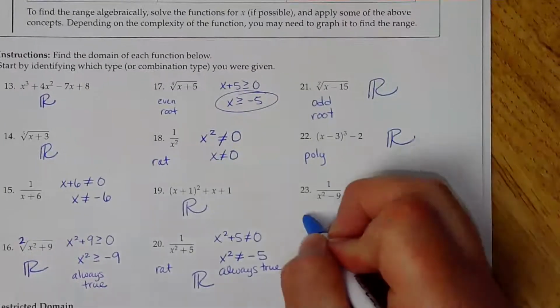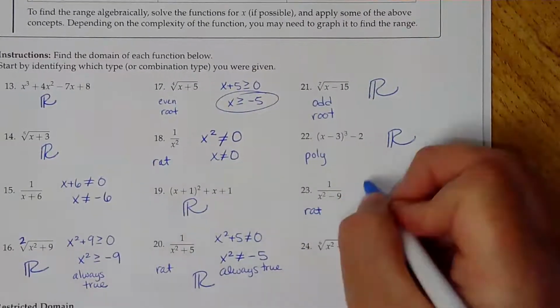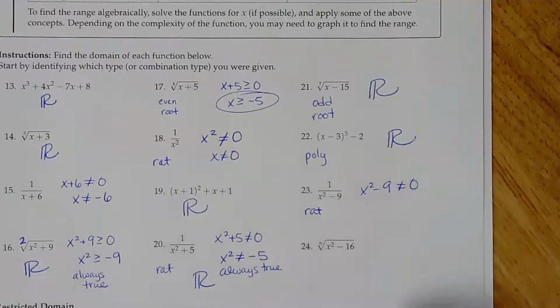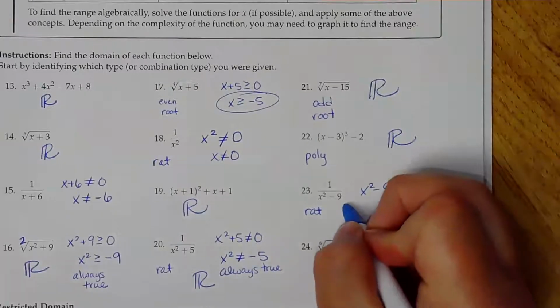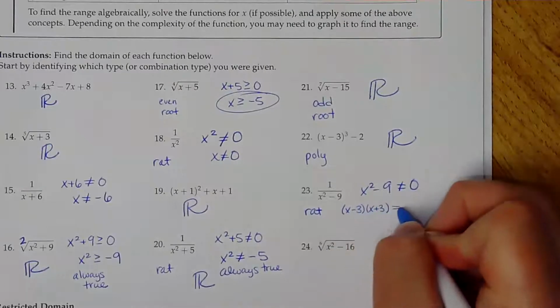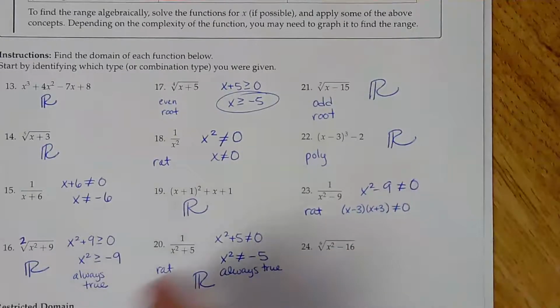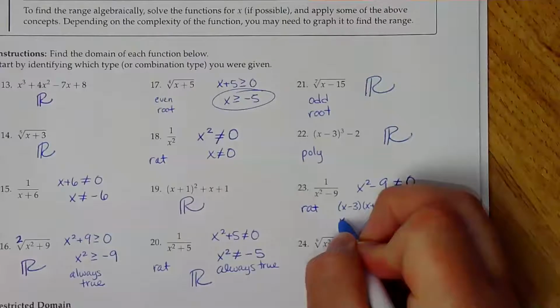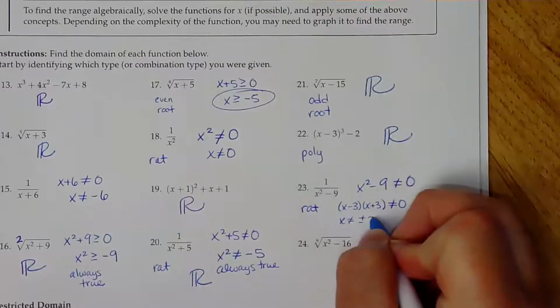23. So I have another rational function. I have x squared minus 9 cannot be equal to 0. There are two ways I can think of off the top of my head to solve that. One would be to factor it. So (x minus 3)(x plus 3) cannot equal 0. Generally that's what you want to do, is factor it, because they're usually not quite as nice and pretty as this one is. Which means x cannot be plus or minus 3.